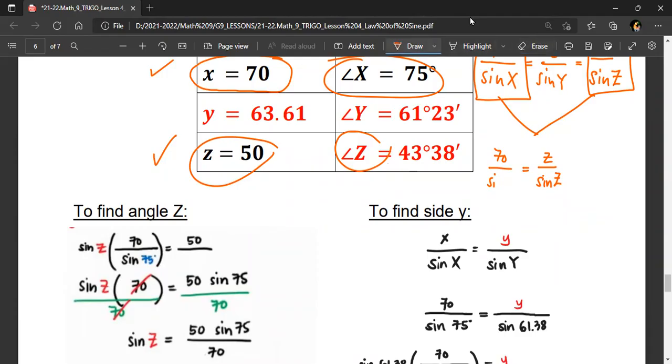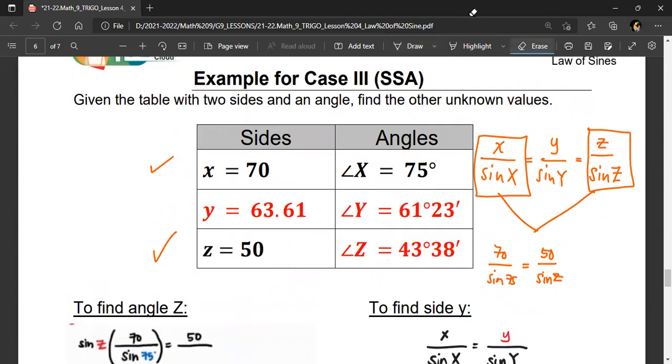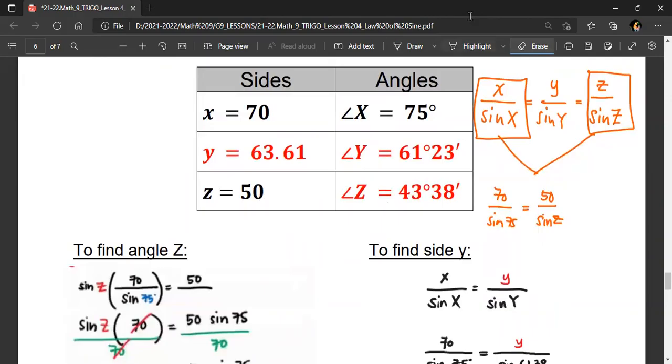Sine X, which is angle X, will be changed into 75. And then sine angle Z will be changed. The angle C will be the same as angle Z, but the side Z is 50, which is this one. And we only substitute the given. We change the given. Therefore, in this manner, we could only have a cross multiplication like this, like the one that we did in the other two given examples.